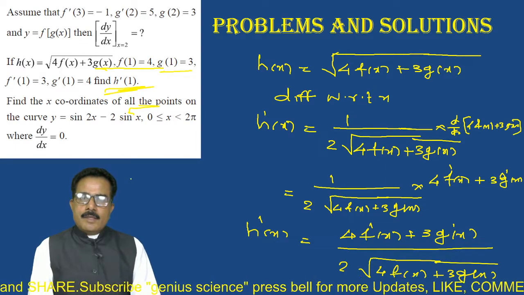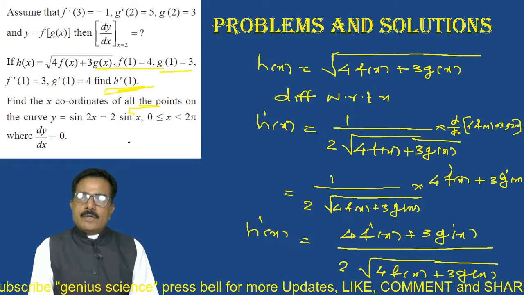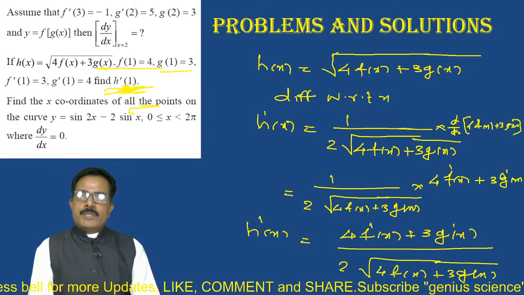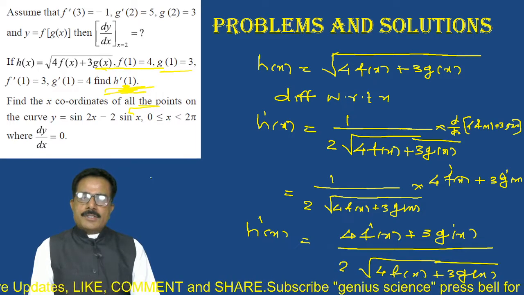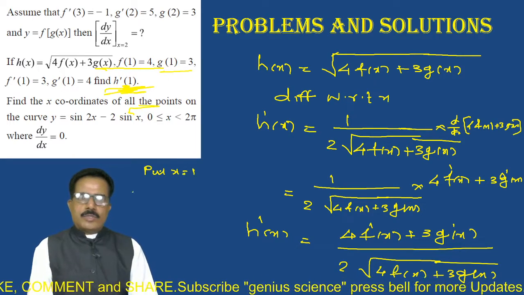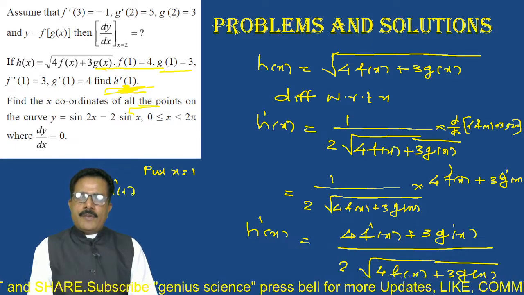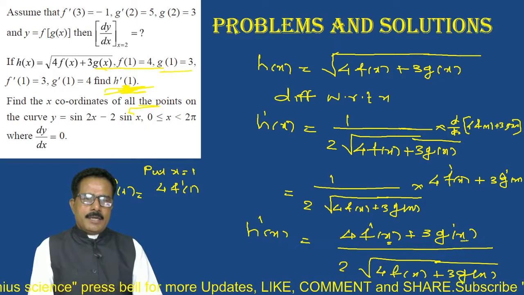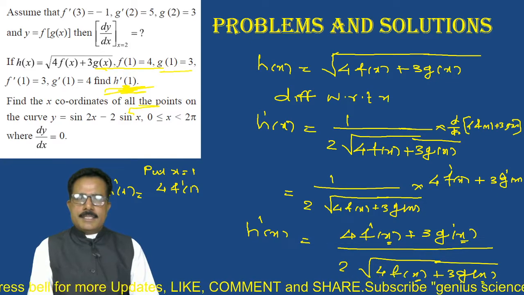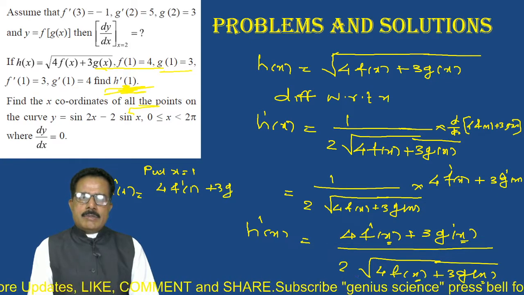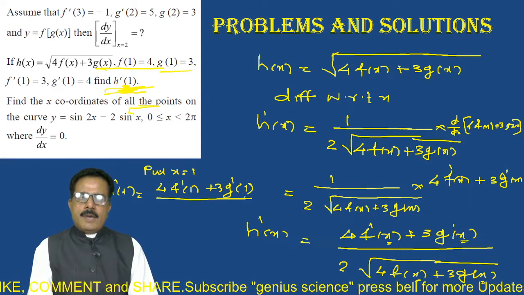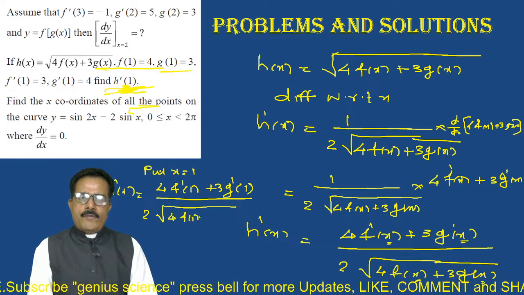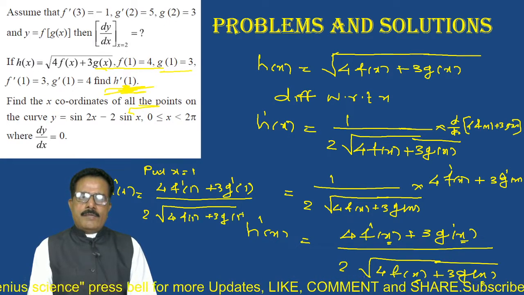Now, write down, put the value. What we have to calculate? We have to calculate h dash of 1. H dash of 1 means we have to find the value at x equals 1. Therefore, put x equals 1. Therefore, h dash of 1 equals 4 into f dash of 1, put the value 1 here, remaining terms as it is, plus 3 into g dash of 1 divided by 2 root 4 into f of 1 plus 3 into g of 1.